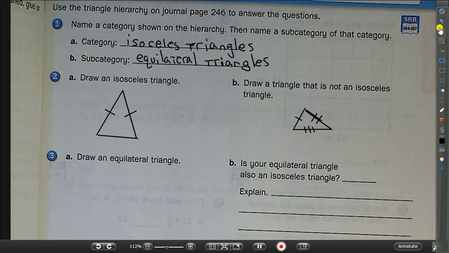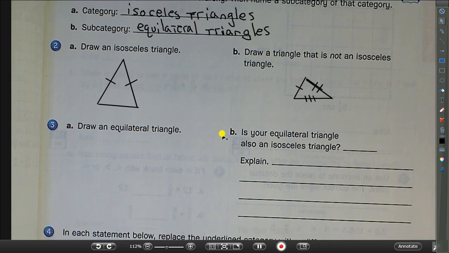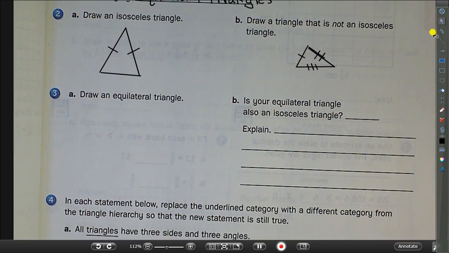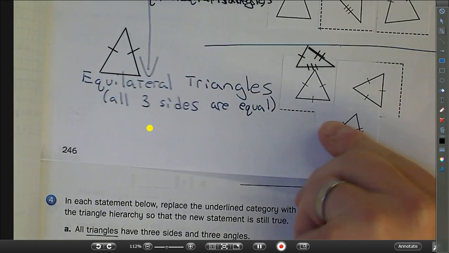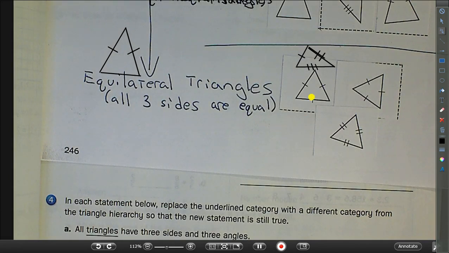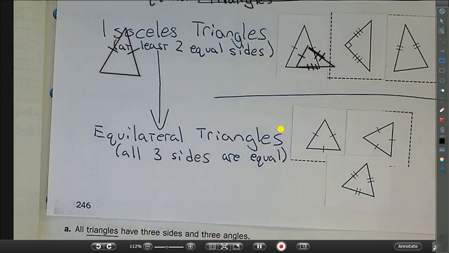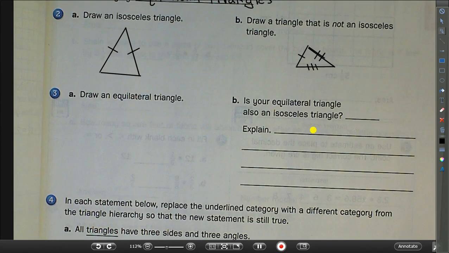All right, problem 3. Draw an equilateral triangle. Now, there were only 3 of those, at the very bottom there. So I'm either going to draw this one, or this one. I'm just going to try to draw this first one to the best of my ability. You know what? Let's use the straight line because I can already see this is going to go poorly if I don't.